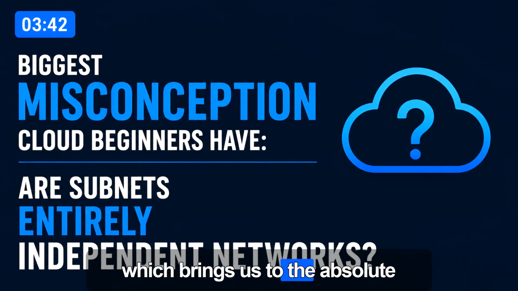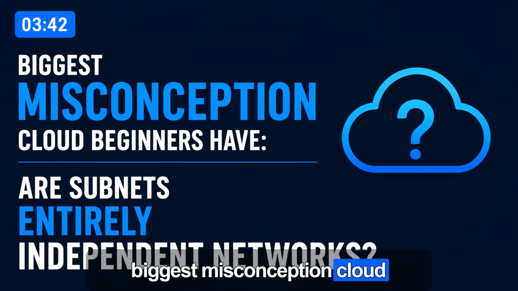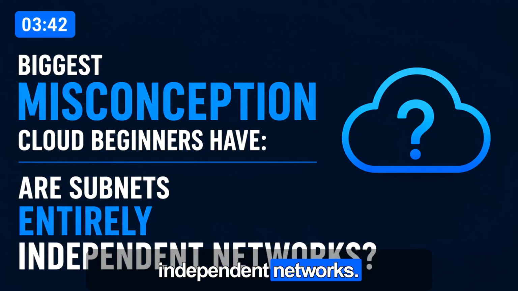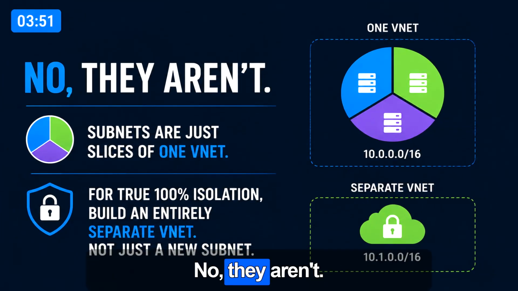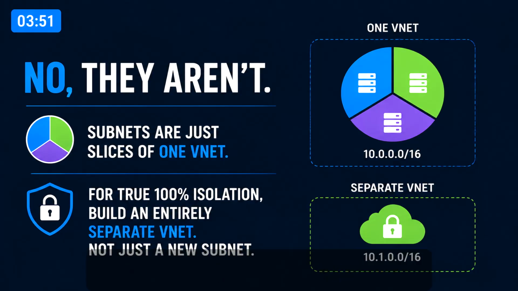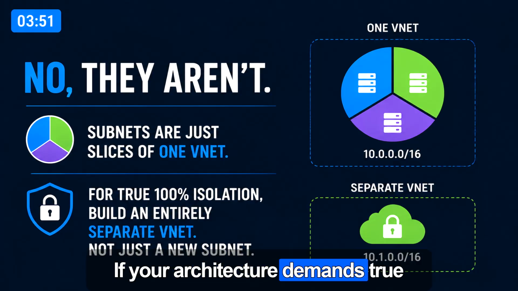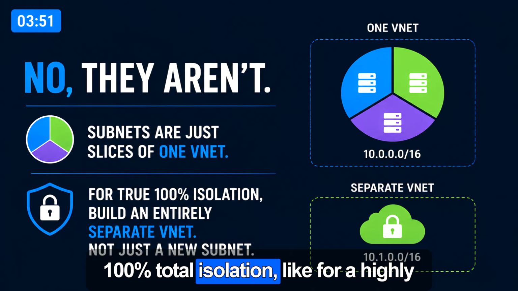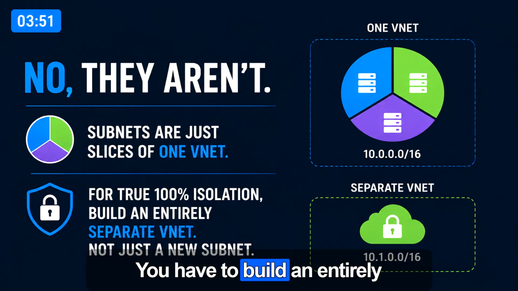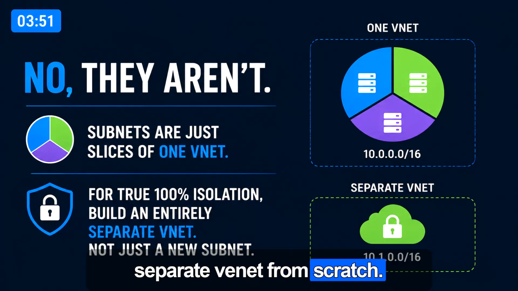Which brings us to the absolute biggest misconception cloud beginners have: are subnets entirely independent networks? No, they aren't. Subnets are just slices of one VNet pie. If your architecture demands true 100% total isolation, like for a highly classified project, you don't just build a new subnet. You have to build an entirely separate VNet from scratch.